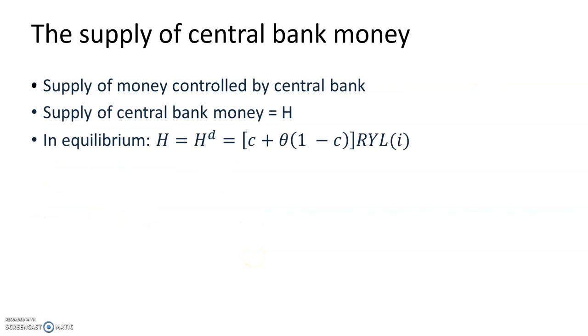The supply of central bank money. The supply of money is controlled by the central bank. Let H be the supply of central bank money. The equilibrium condition is that the supply of central bank money be equal to the demand for central bank money. So in equilibrium, H is equal to Hd, which is equal to C plus theta times 1 minus C, times RYL(I).